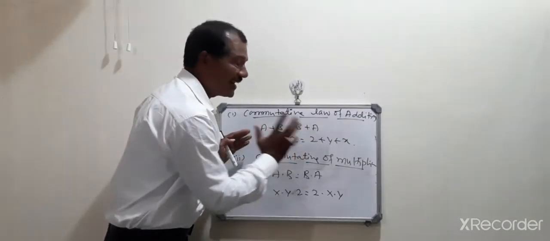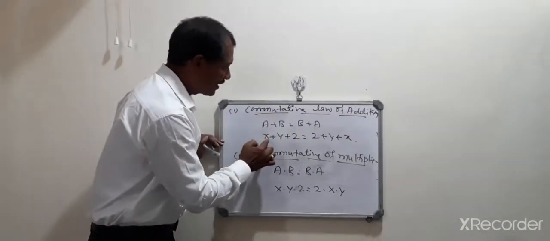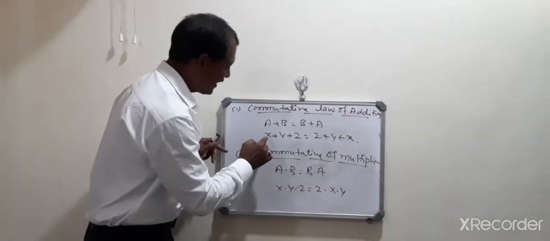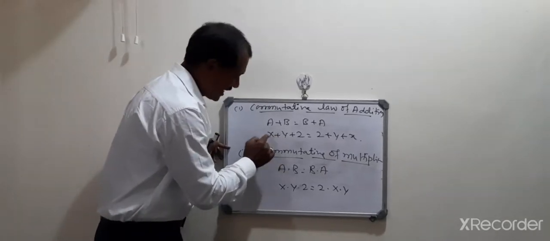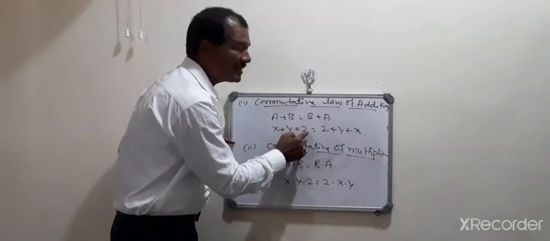It doesn't make any difference. In this example, here we have three variables. X ORed with Y, Y ORed with Z.